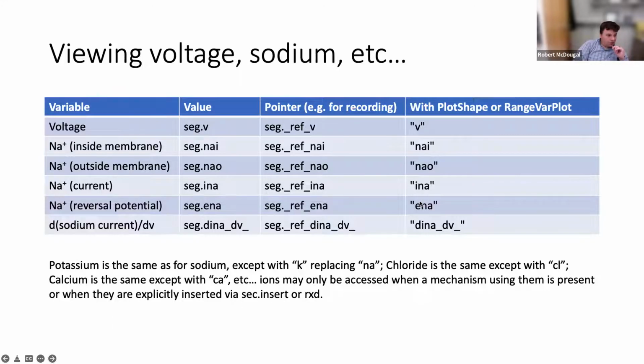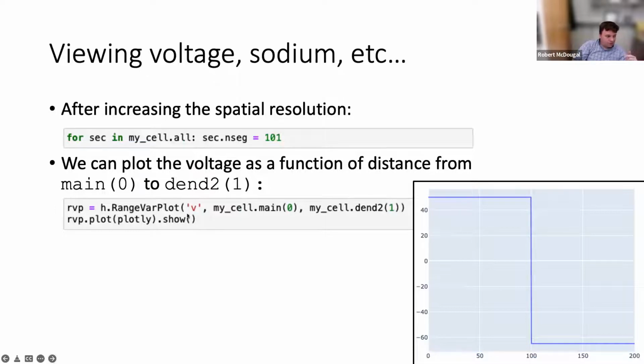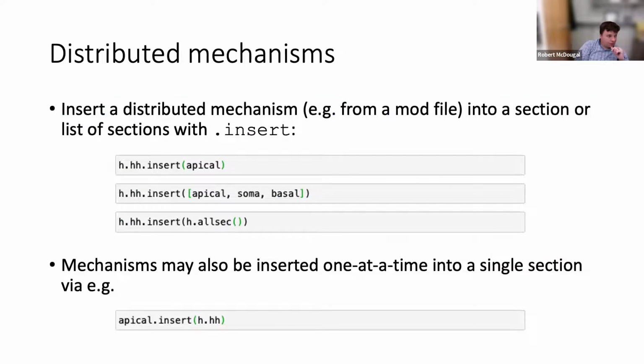That's useful for plotting. So here, RangeVarPlot was plotted over voltage. If I want to plot over sodium concentration, I'd be plotting nai, and so forth. If I have a mechanism that I want to use, like Hodgkin-Huxley channels, in the mod file it was given a suffix, you may have noticed, of hh. So we refer to Hodgkin-Huxley in NEURON with hh, or since it's through NEURON, it's actually h.hh. I want to put h.hh, the Hodgkin-Huxley channels. Where do I want to put them? Well, I can insert the Hodgkin-Huxley channels into the apical dendrites, or I can insert them into a list of sections, or maybe I even insert them into all sections. I can actually insert them one at a time the other way, so you'll also find code that, instead of the mechanism insert, uses section.insert, and they both work.